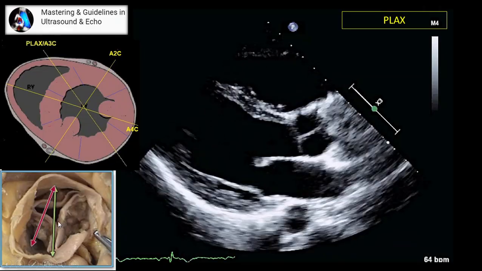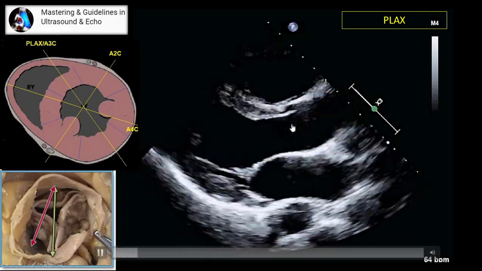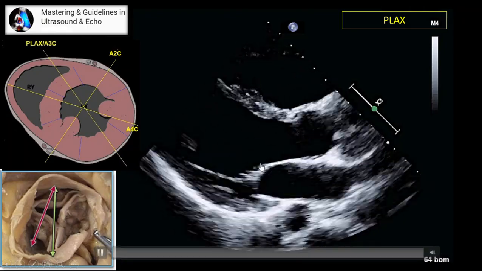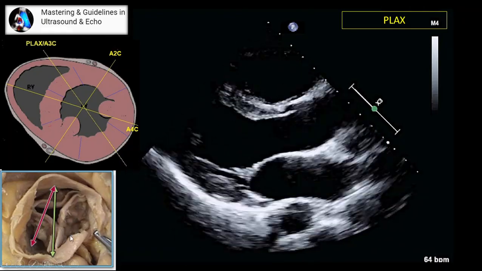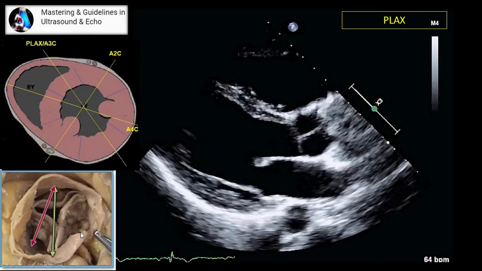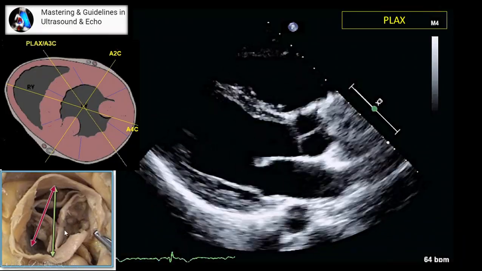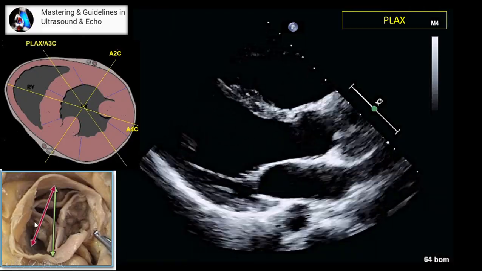With this explanation, we know this anterior cusp is the right coronary cusp, and the posterior one, depending on the heart activity or our hand angling a little left or right, can be the left coronary cusp or the non-coronary cusp. Just keep that in mind.